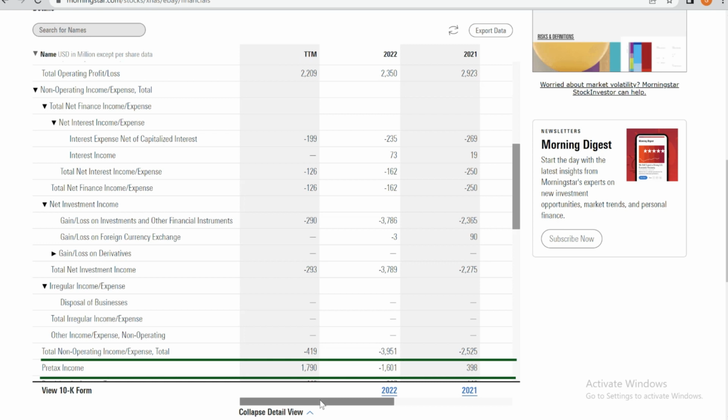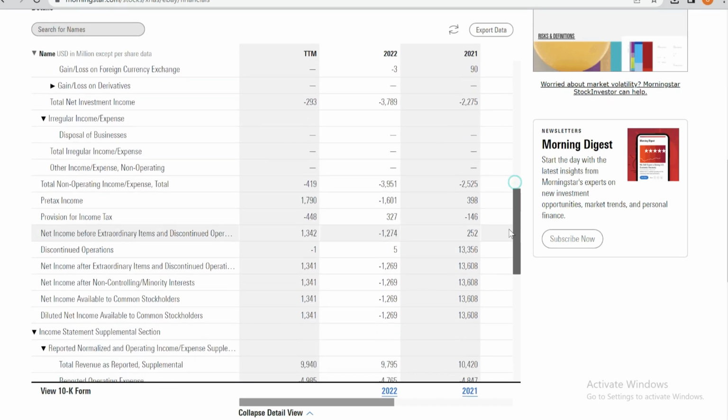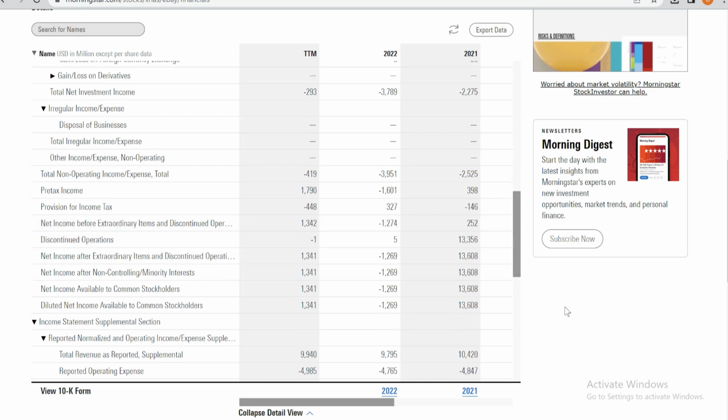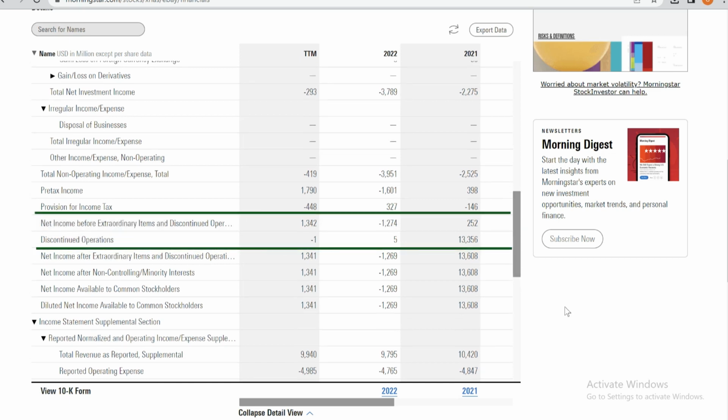Remember, you get pre-tax income by taking your gross profit plus operating income or expense plus non-operating income or expense. Net income before extraordinary items and discontinued operations. So let's begin with discontinued operations. This happens when a business sells or eliminates parts of itself for different reasons.